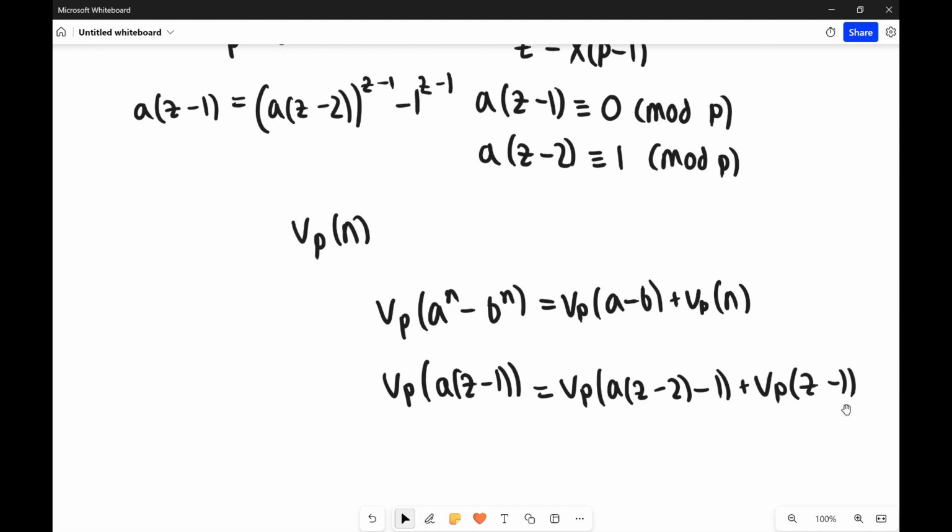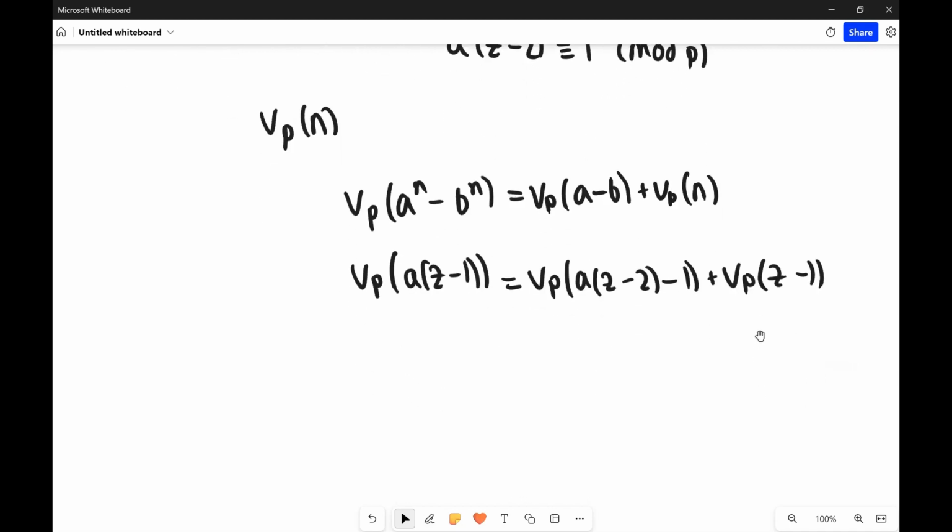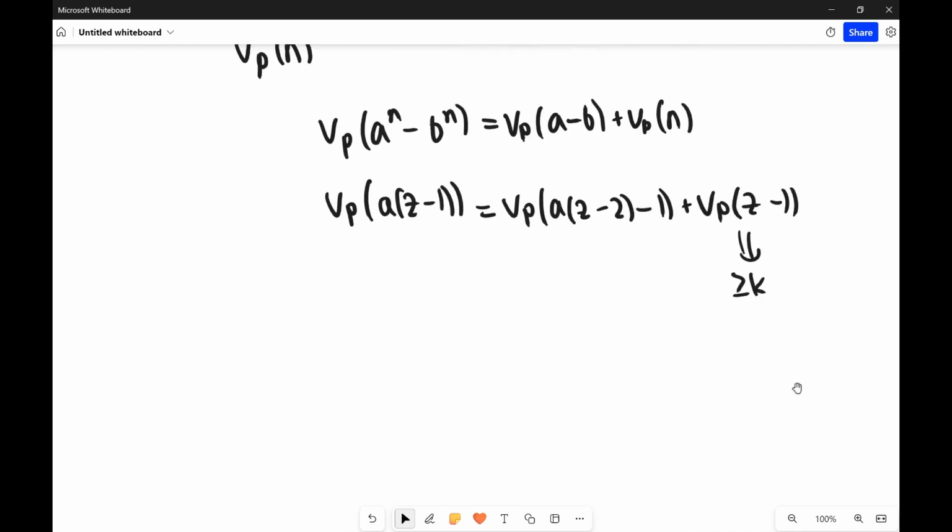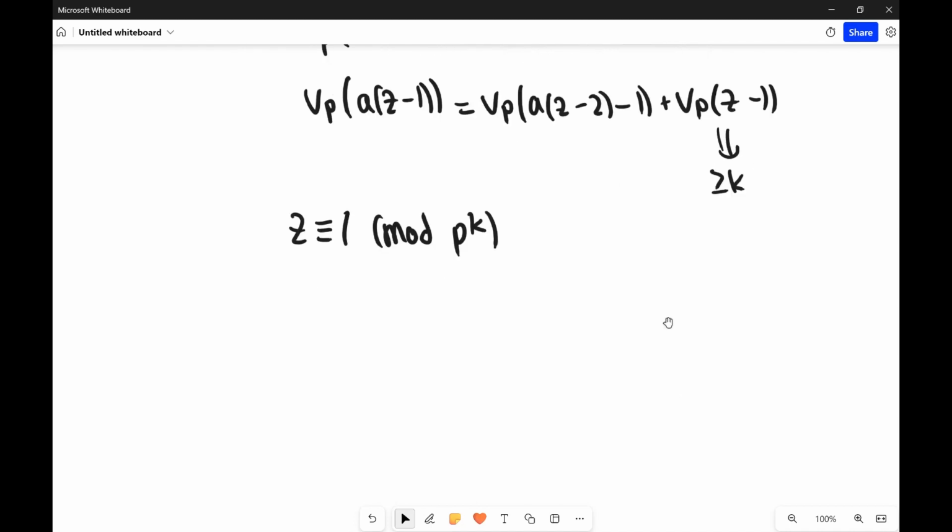We have lots of freedom over z, so we can try controlling that. Ideally, we want k to be a positive integer such that this is greater than or equal to k, because then that would make this greater than or equal to k because this is an integer. And this makes us want to set z equivalent to 1 modulo p to the k. At the same time, we have that z is equivalent to 0 mod p minus 1, so we have lots of restriction here. Is this a big deal?